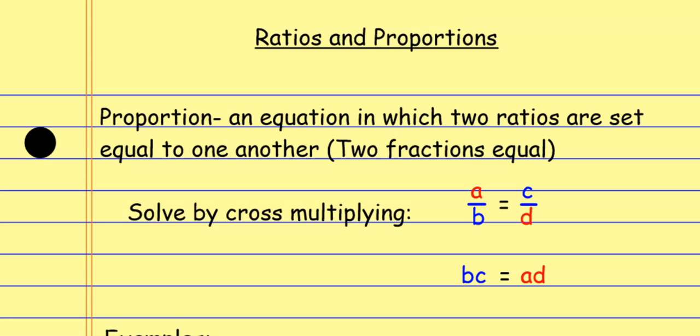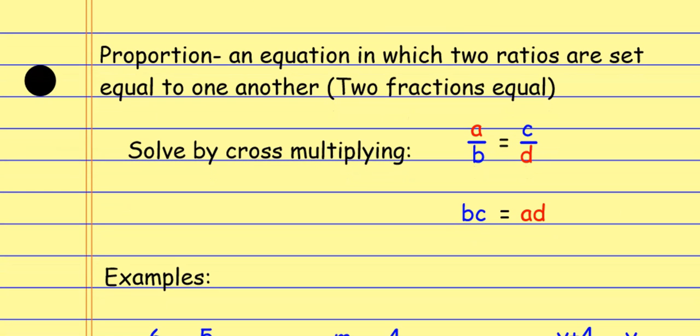We're essentially changing this from something that has fractions to a regular equation that we're used to solving. So again, proportions, two fractions set equal to each other, we cross multiply. Here, this guy times this guy, A times D, this guy times this guy, B times C, and then we set those equal to one another and then solve.